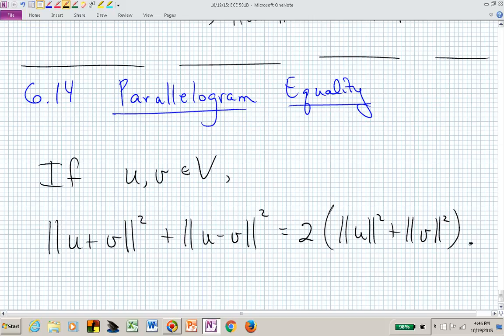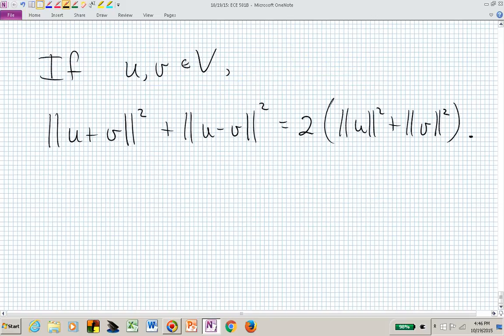Have you seen that before? Now, one way to remember this is by sketching a parallelogram or just thinking of an envelope. So if somebody's saying, well, what in the world are we talking about? Let's draw a u, and let's draw a v.